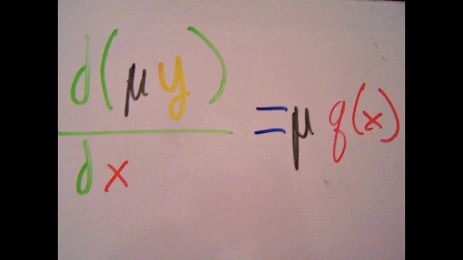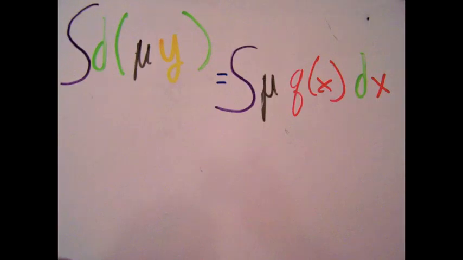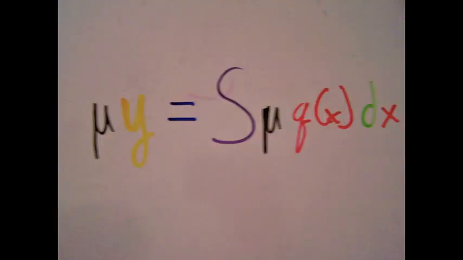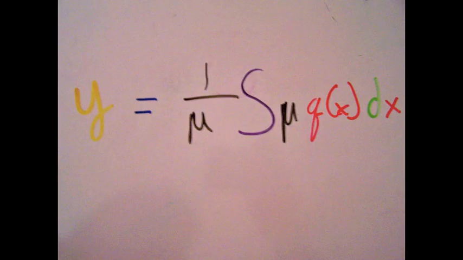Now we use the process of solving first-order separable differential equations to solve for y. First, we multiply both sides by dx, and then integrate both sides. This gives us mu y equals the integral of mu q of x dx. Then we divide both sides by mu to get y equals 1 over mu times the integral of mu times q of x dx.